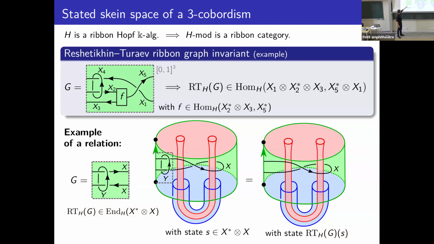So here you will get an endomorphism because source and target have the same strands, okay? This will give you then this linear map, and you can act by this linear map on your state, and then you will get a new skein with a new state where this box has disappeared, okay? Actually, you can go further here because you can also use isotopy.